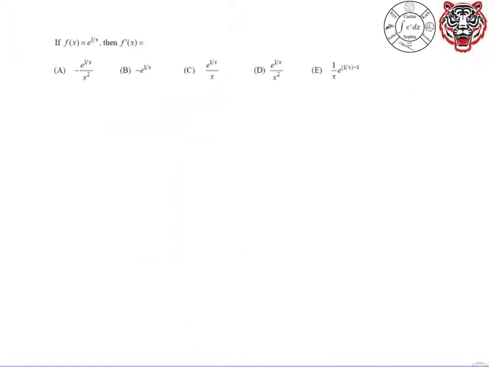All right, we're on to number 5. So f of x is equal to e to the 1 over x. All we're taking is the derivative. So the derivative of e to the 1 over x is what? E to the 1 over x.